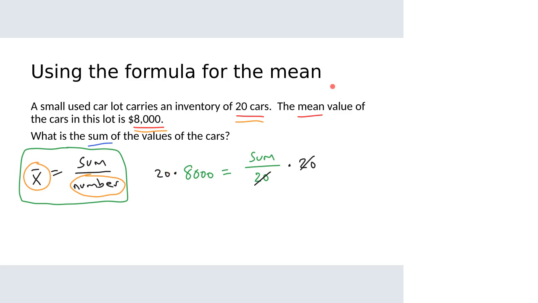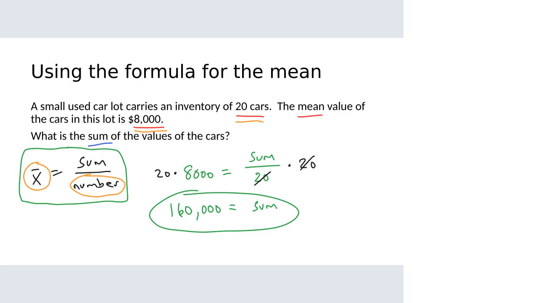And when I do that, on the right-hand side, now I just have the sum. And on the left-hand side, I have 20 times 8,000. And that's 160,000. And so the sum of the values of the cars, which is what I was asked for, is $160,000.